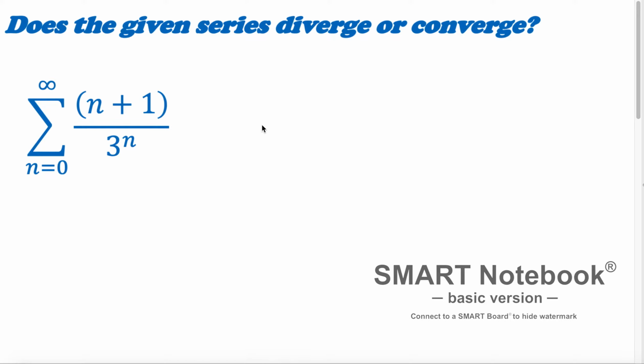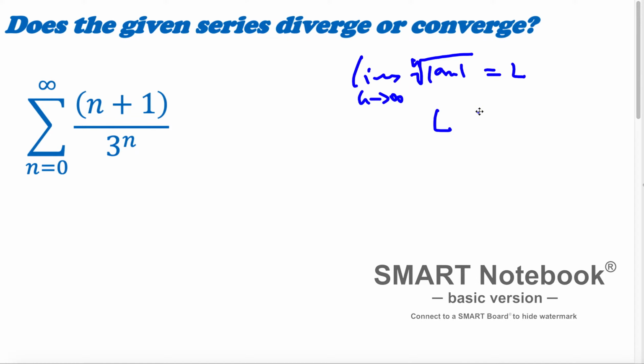Or converge. So here we can apply the ratio test or we can apply the root test. But let's apply the root test. The root test states: if we take the limit as n goes to infinity of the nth root of the absolute value of the series term a_n, and it is equal to L.